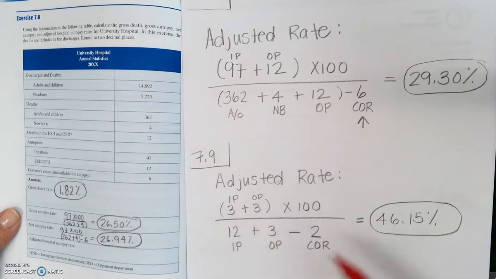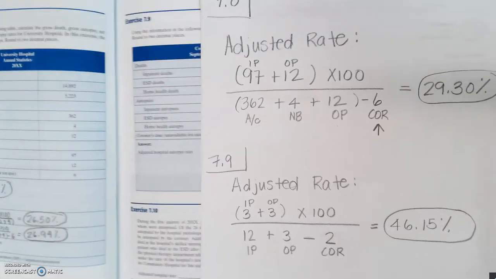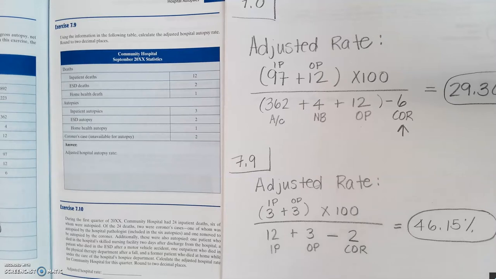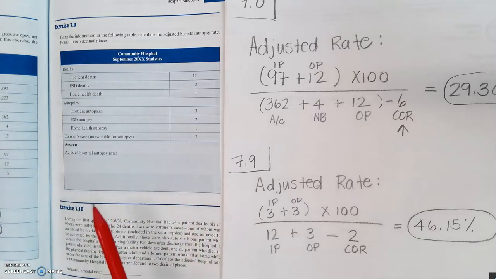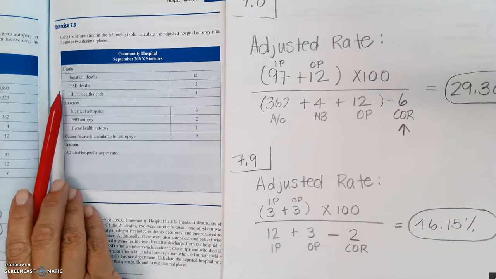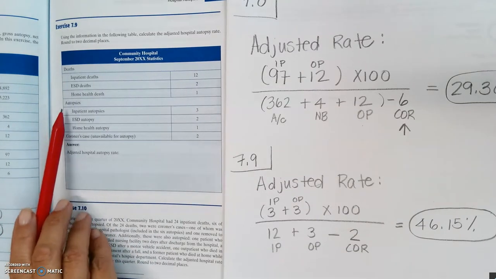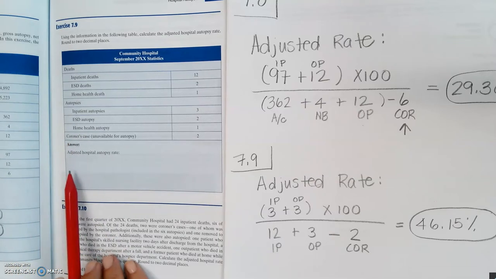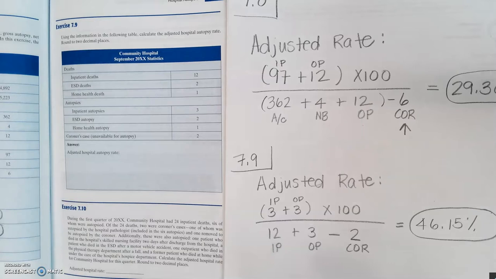And because we're still talking about the adjusted rate, I'm going to zip on over to 7.92 so we can have another practice round with the adjusted rate before we move on. So in this particular table, using the information in the table below, calculate the adjusted rate and round to 2 decimal places. So you've got your deaths, inpatient and outpatient, autopsies, inpatient, outpatient, and your number of coroner's cases. And so at this point, it's just setting it up.